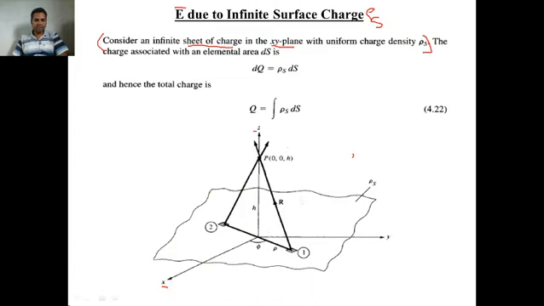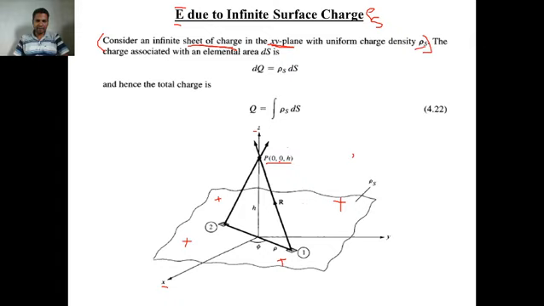So, what is the assumption? The first assumption is that the given surface charge is placed in the xy plane with uniform charge density rho s, and we will assume where we want to find out E bar. This charge is distributed along this particular surface. On the whole surface, the charge is distributed whose charge density is rho s, and we want to find out, for example, E bar at this point whose coordinates are 0 0 h.